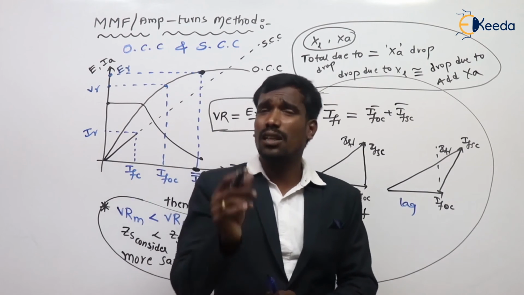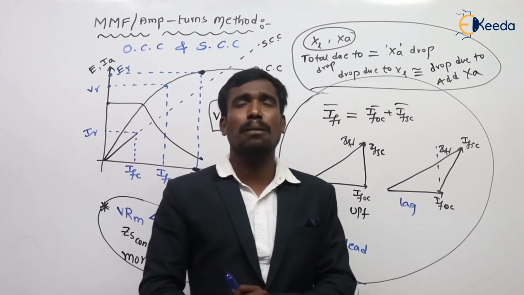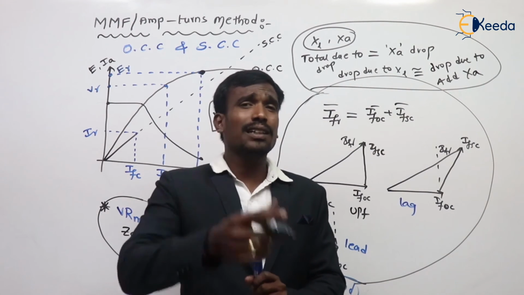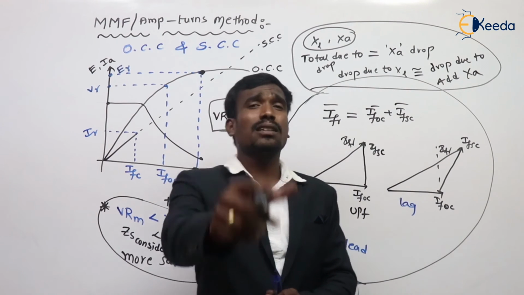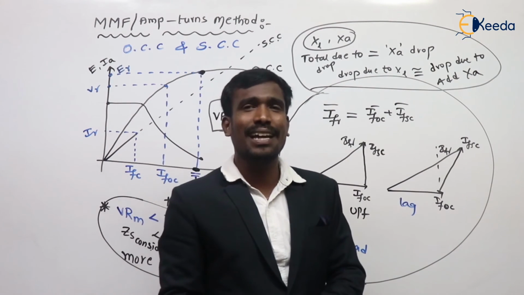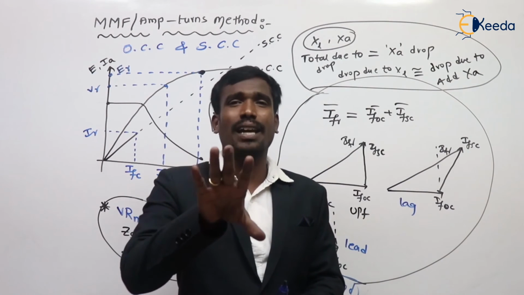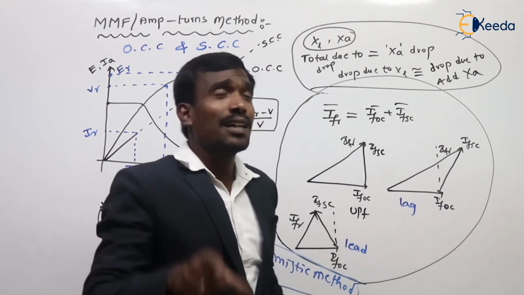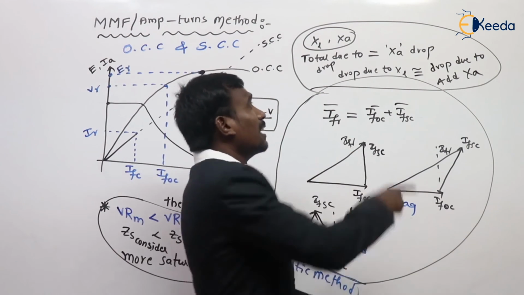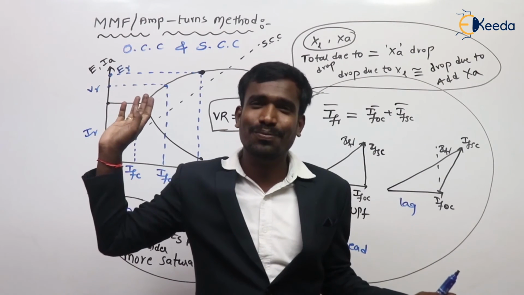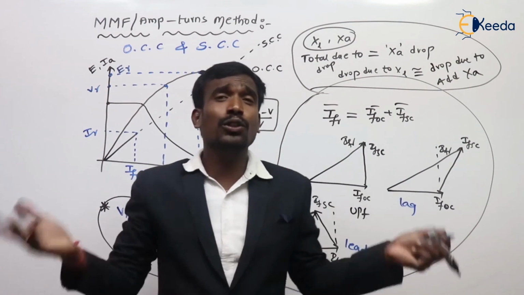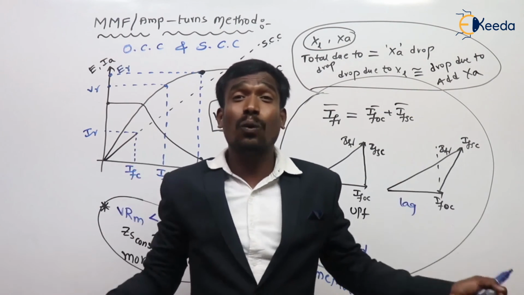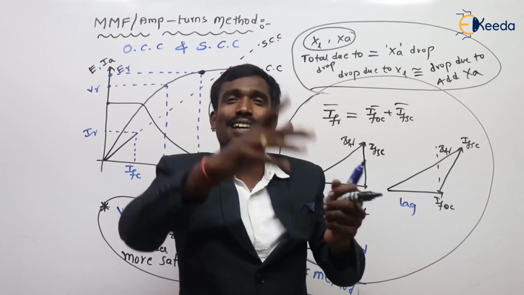We don't know what is the drop due to XL and what is the drop due to XA separately. If you ask the question, sir, tell me, you calculated voltage regulation, actually what is the drop due to XL and what is the drop due to XA? I am sorry, I don't know what is the drop due to XL and what is the drop due to XA, but I know that the total drop is due to XA only. I know the total drop, I don't know the separate drops, but I know the combined drop. I will give you the answer.